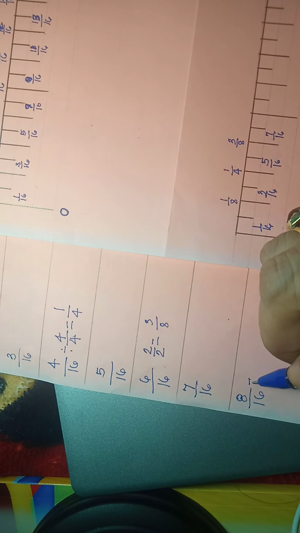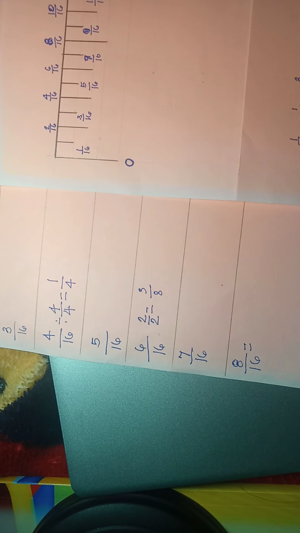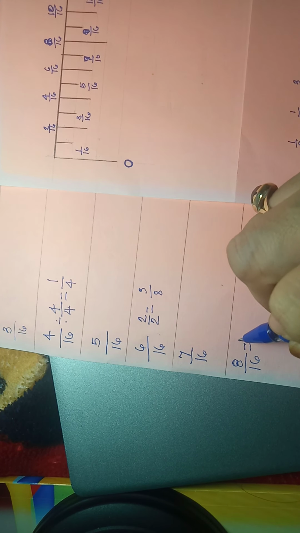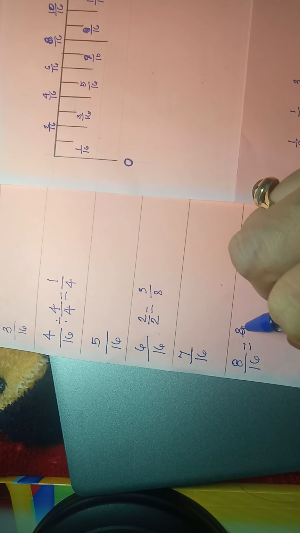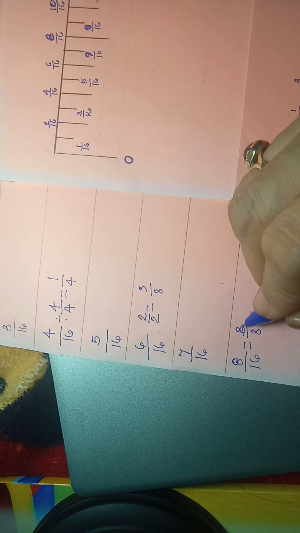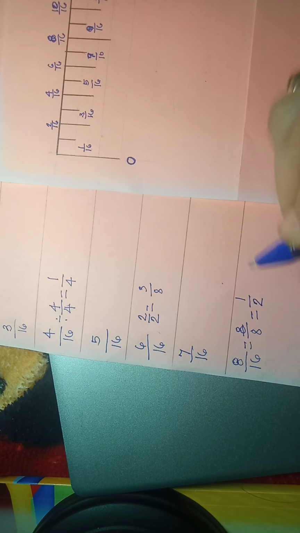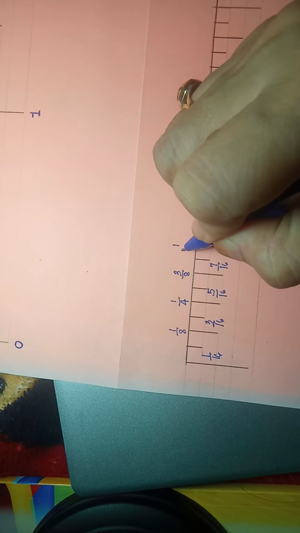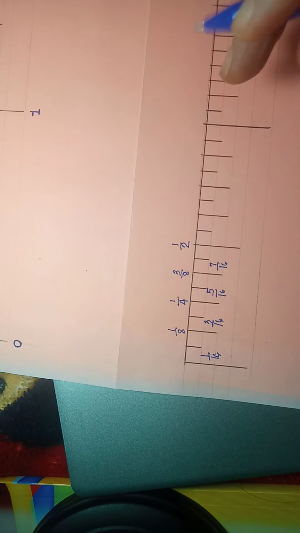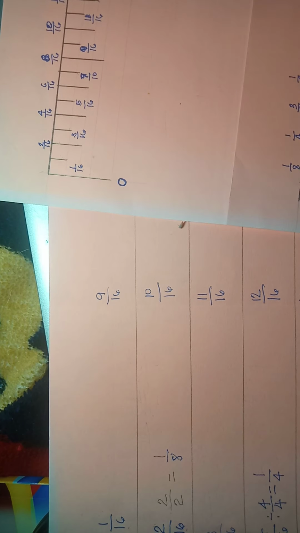And the next number is 8/16. This can be reduced to its lowest term, and if we're going to use 8 as divisor, we arrive at 8 divided by 8, that is 1, and 16 divided by 8 is 2. So therefore, this is our 1/2. Then next is 9/16. 9/16 cannot be reduced to its lowest term, so this remains 9/16.